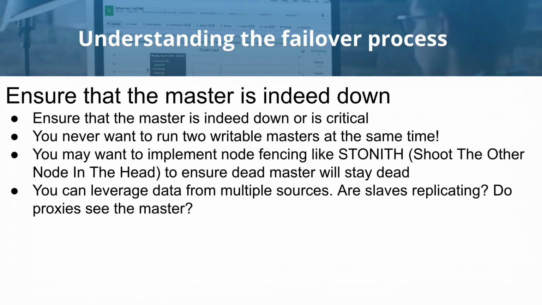You may want to implement some sort of fencing like STONITH, as I mentioned earlier, shoot the other node in the head, to ensure that the dead master will stay dead and will not come alive, because you'll end up with two nodes writing at the same time. You can leverage data from multiple sources. Are slaves replicating? Do proxies see the master?